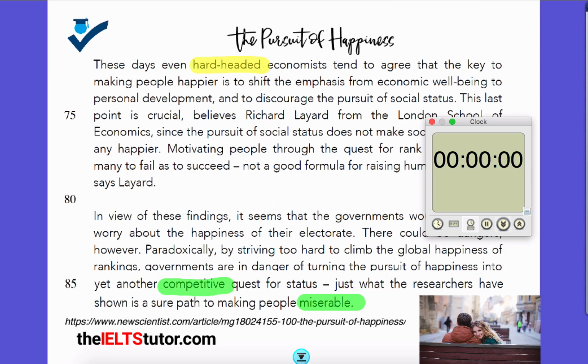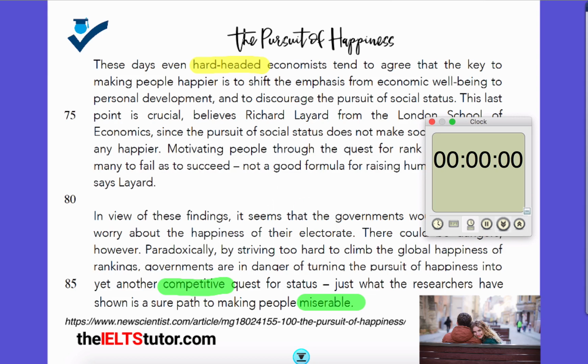Okay, so how do we do? Hard-headed. What could the meaning of this be? So if you've got your meanings typed out in the comment section, good. Yeah, it basically means not allowing emotions or feelings to affect your opinions or your decisions. Okay? So if you are a hard-headed person, that means you're able to make decisions without allowing your feelings to interfere with your decision.